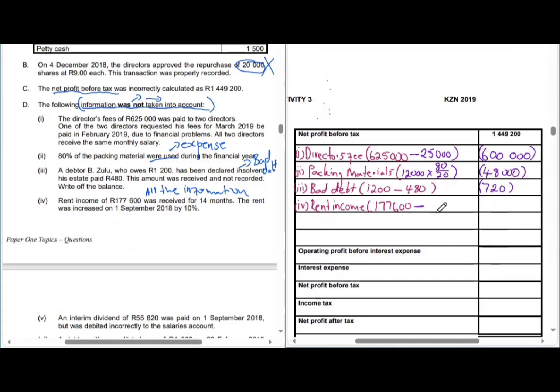2 months rent that has been received in what? In advance. We need to subtract it because this is the money that we got for rent, but we got it for 14 months. So how are we going to be able to calculate that amount of money? So guys, now we are going to start.